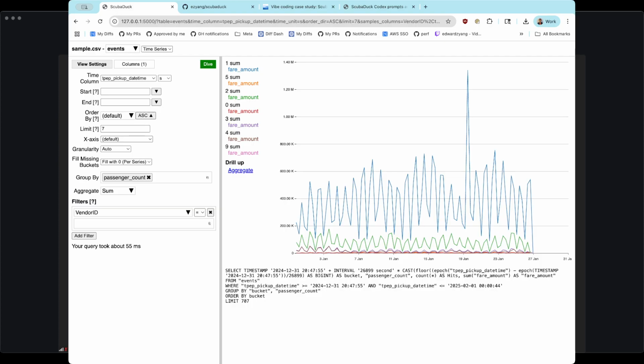So the spike is actually only a single passenger. Yeah, apparently. Isn't that strange? I don't know if that's a coding error or not.